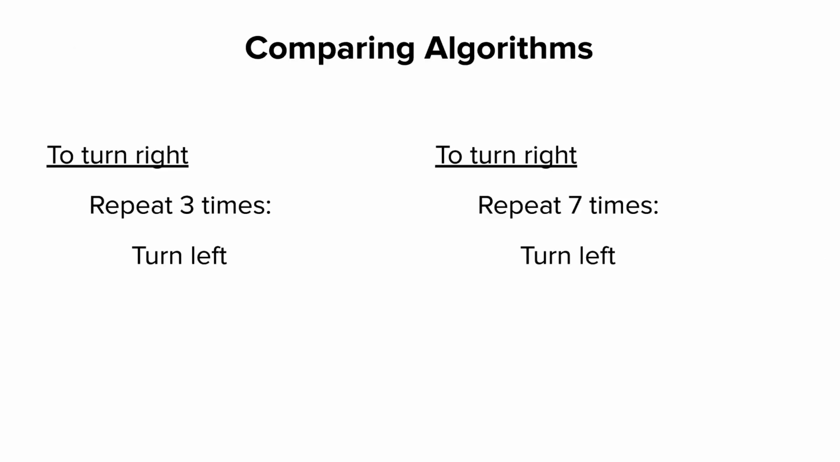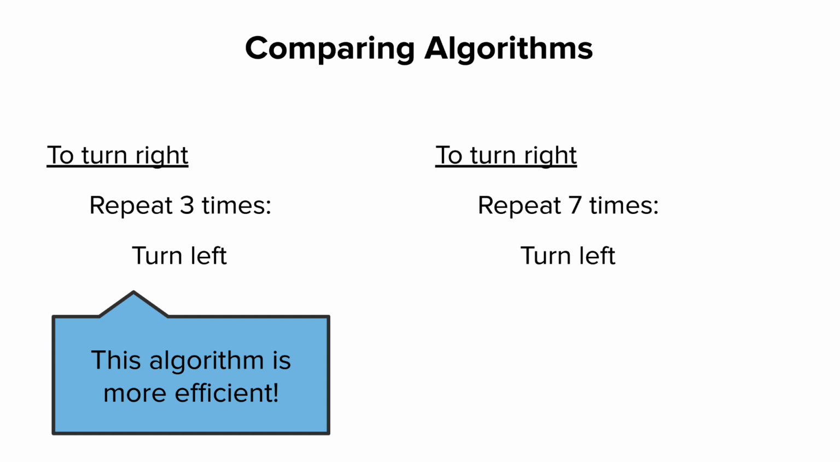Let's compare a few more algorithms. Take a look at both of these algorithms written in pseudocode. Which is the better algorithm? While both algorithms are fairly easy to read, this first algorithm is more efficient. Even though both of these will turn a person to the right, the second one will take longer and more steps to do it, and may make them dizzy.